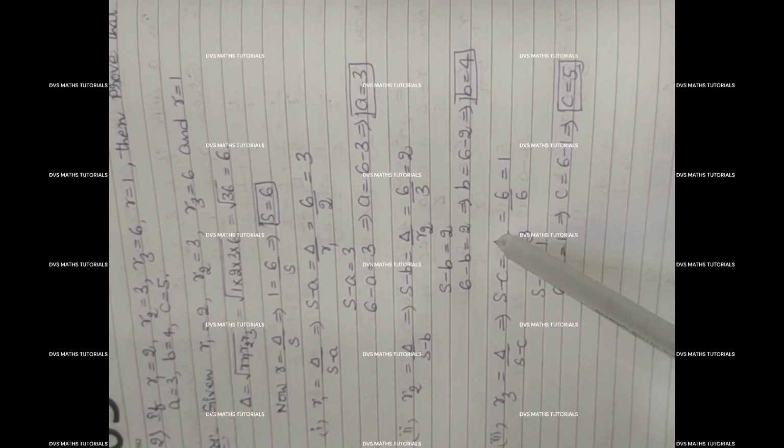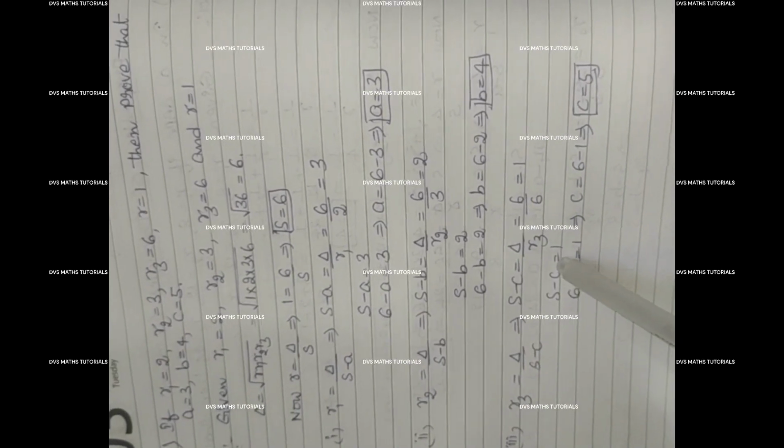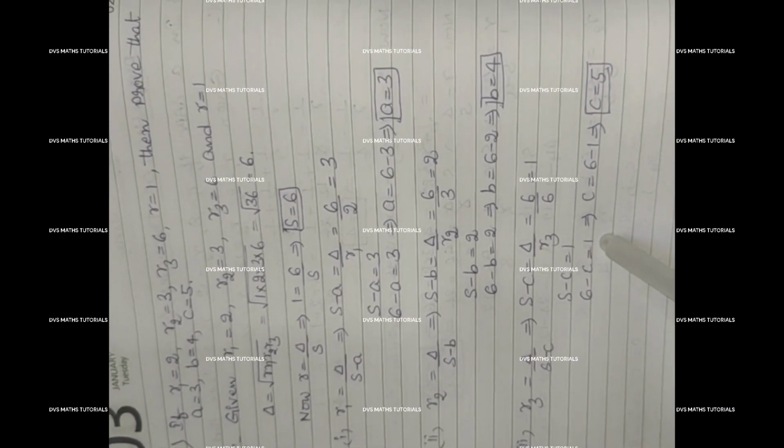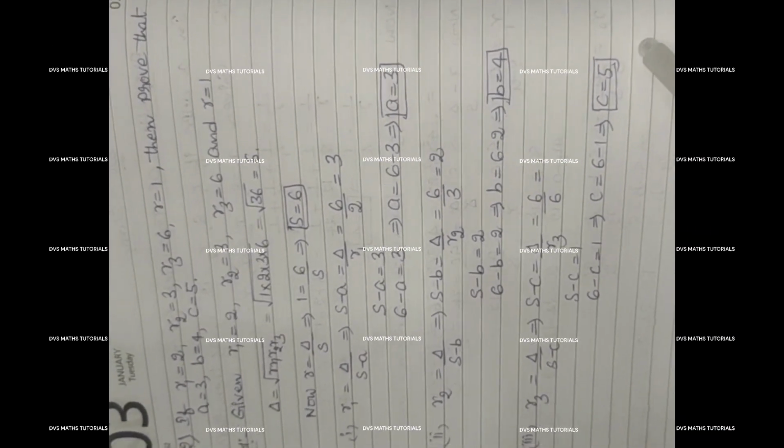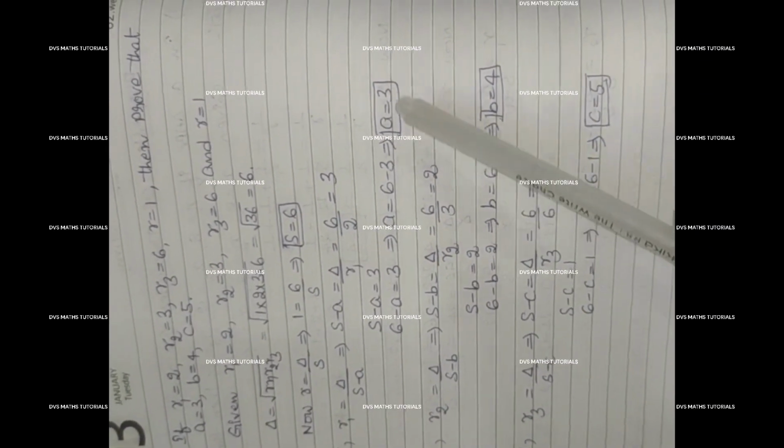S minus C is equal to delta by r3, which is 6 by 6, equal to 1. S minus C is equal to 1. 6 minus C is equal to 1. C is equal to 6 minus 1. So C is equal to 5. So what are the values of A, B, C now? A is equal to 3, B is equal to 4, C is equal to 5.